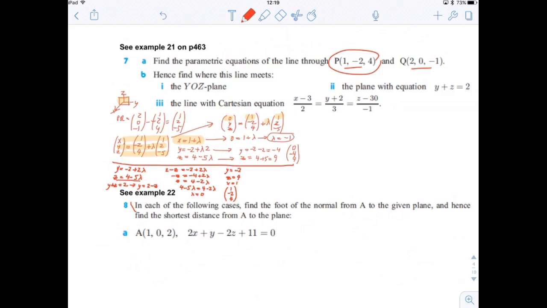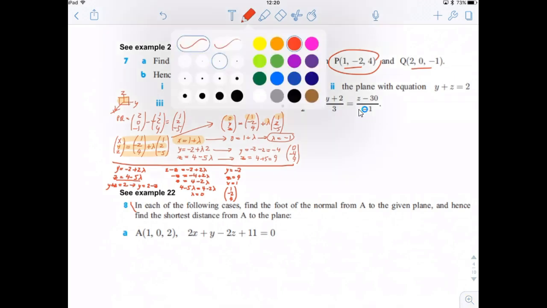Okay. Finally, part 3, it says to find the line with the Cartesian. We're going to find the intersection of the line that we wrote the equation for with the line with Cartesian equation (x minus 3)/2 equals (y plus 2)/3 equals (z minus 30)/-1. First thing that we'd like to do is rewrite this equation into a vector form, because that's the form that I think we're more comfortable with.